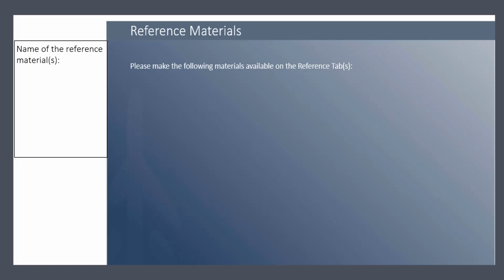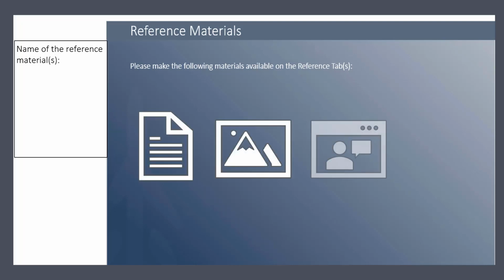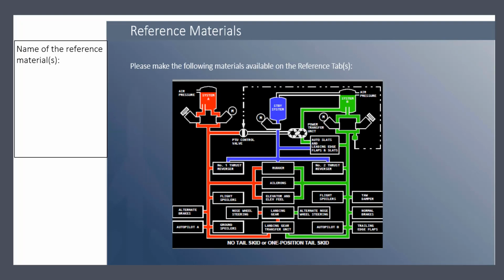The next page is called the reference materials page. This is where you are going to list any extra resources or reference material you want the student to have in addition to that lesson content. So here you can include anything from PDFs, images, videos, or links to an external source. So in this example, the SME is going to have a hydraulic system schematic available for the whole lesson.